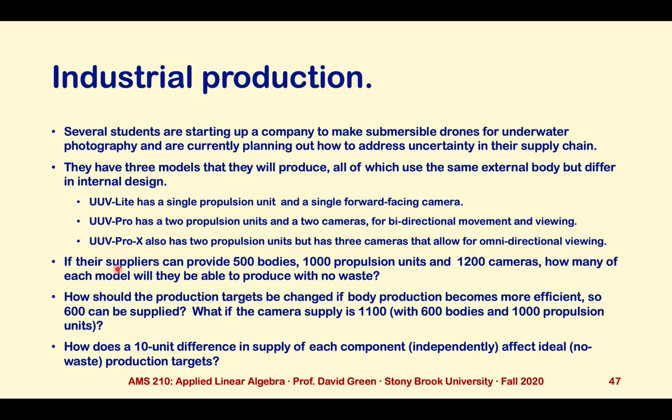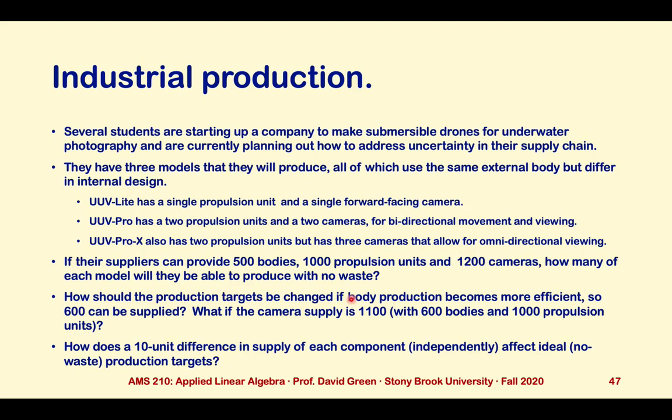They're very concerned about producing things with no waste, that is, using all of the materials that they obtain, all of the supplies they order, because of concerns about cost and so on. So if they are able to make a supply order of 500 bodies, 1,000 propulsion units, and 1,200 cameras, what would the distribution of models that they produce be in order to perfectly use up this supply chain?